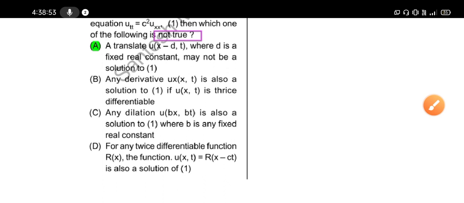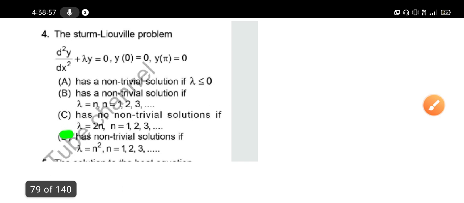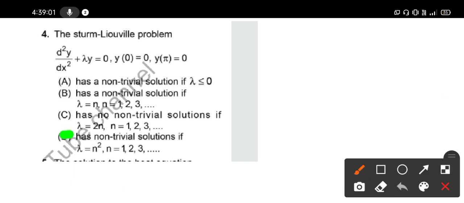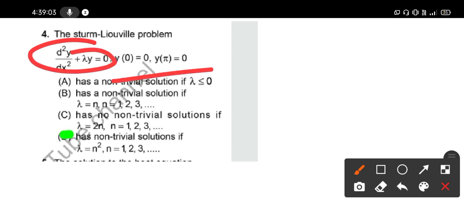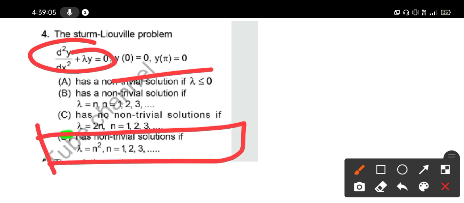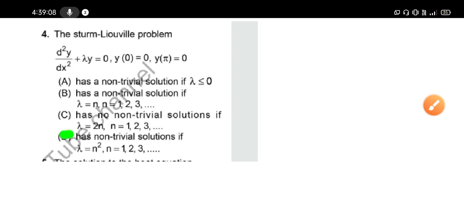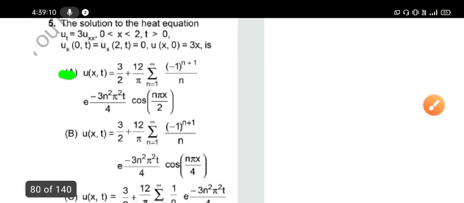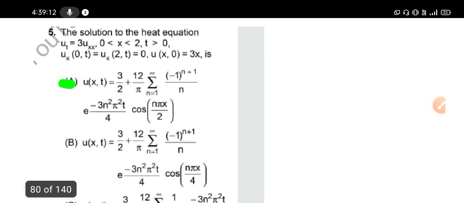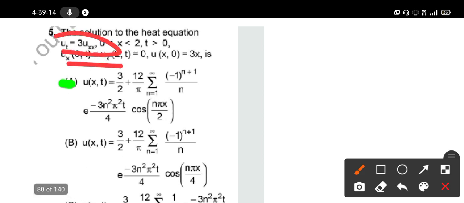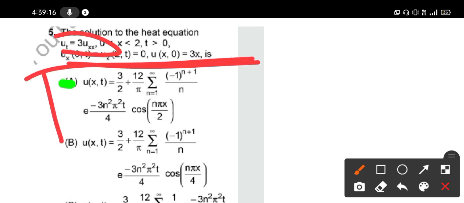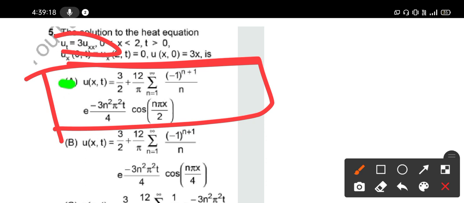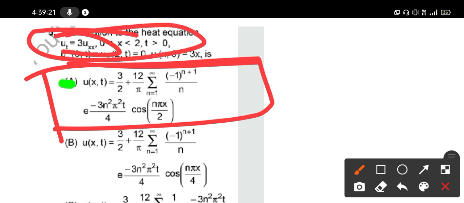You can check. Next question, the Sturm-Liouville problem. Here the equation is given and the condition is given. It has a non-trivial solution if lambda is equal to n square. Option D is correct. The solution of the heat equation: here the equation is given and the condition is given. Finally we get the solution of this equation. Option A. You can try.